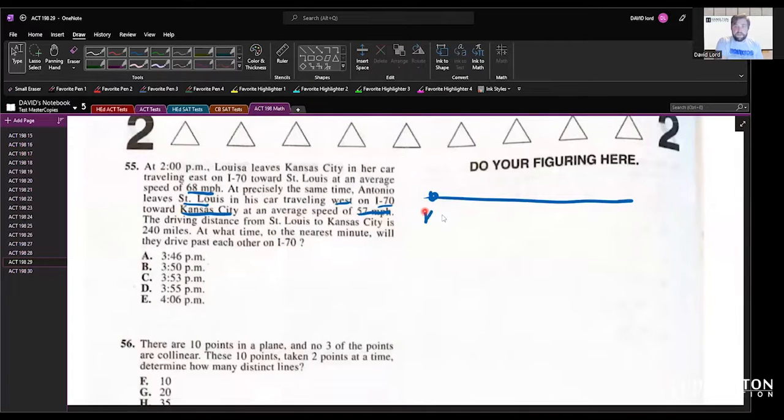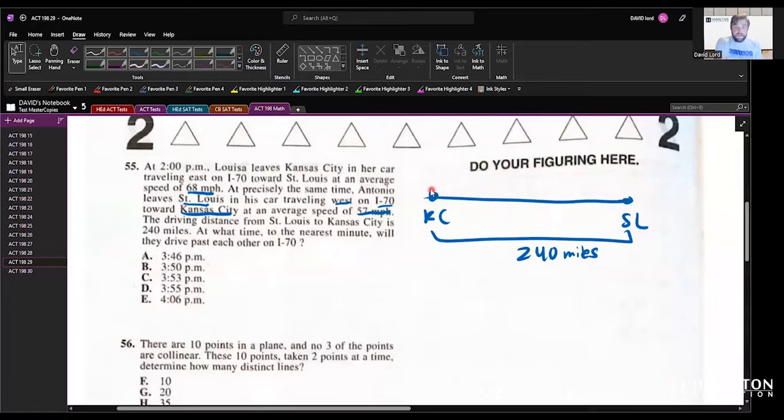So we have Kansas City over here. We got St. Louis over here. I think in reality, St. Louis is a little bit south of Kansas City, but based on the direction, we're going to assume that they're directly east of each other. The total distance between these two cities is 240 miles. So Louisa is leaving Kansas City at 68 miles per hour.